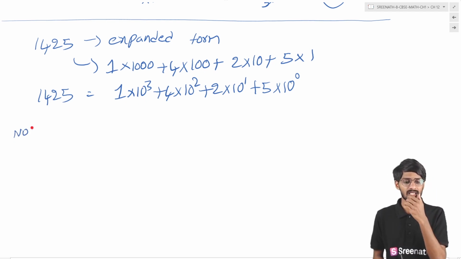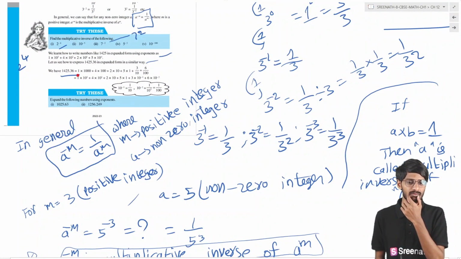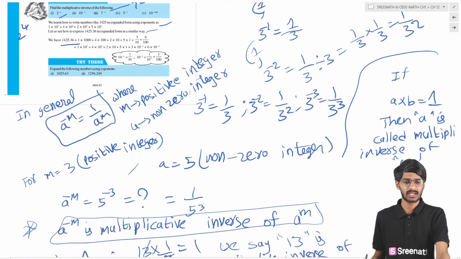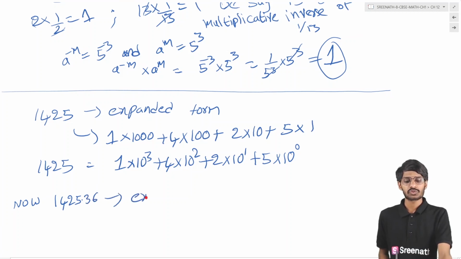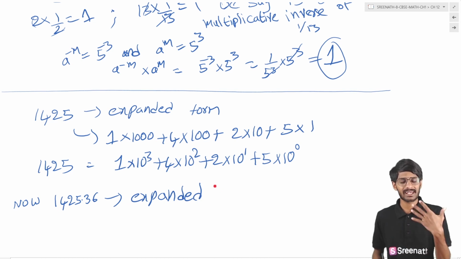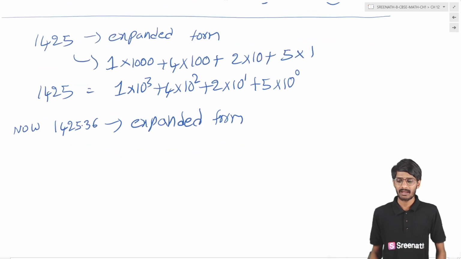Now what is our task? What we have to write, students, is we have to express 1425.36 in a similar way. How can we represent it? 1425.36 in the expanded form. So how can we write those things? If a number is like that, how can we write that expanded form? I will tell you, students, don't fear, I am here.